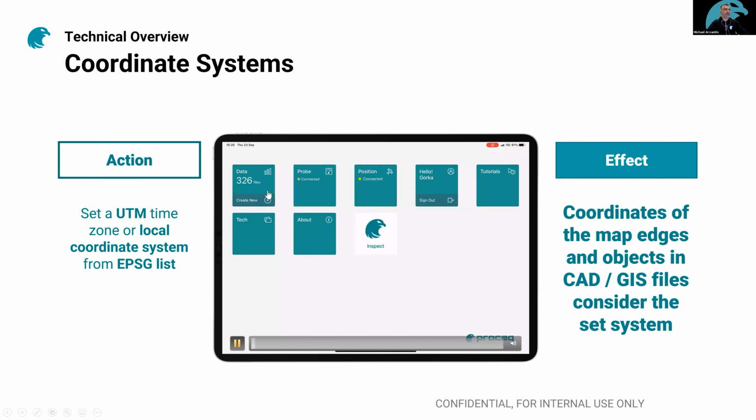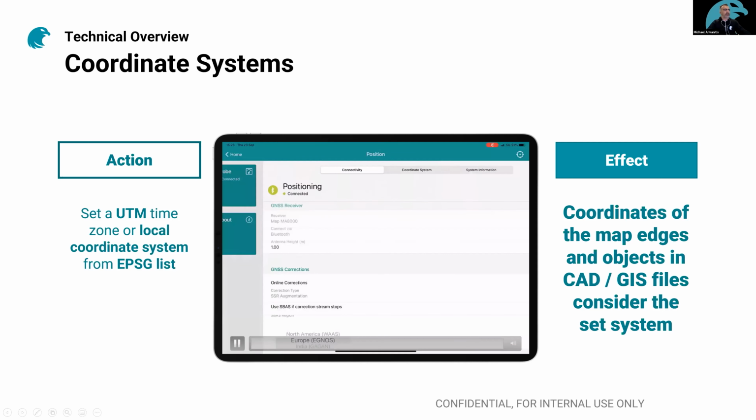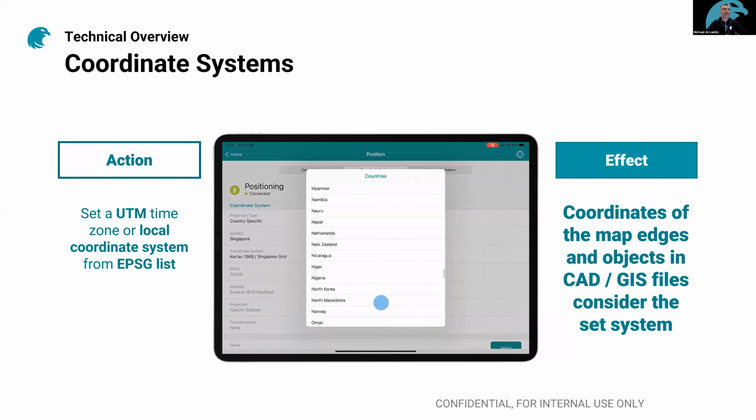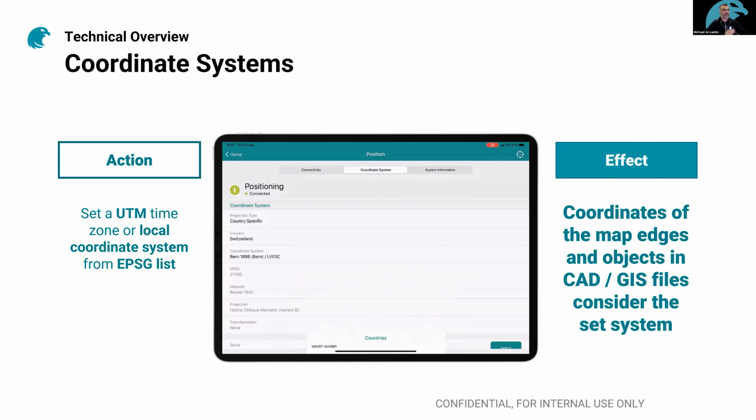So on the main screen of your application, just before you start collecting data, you can go to the positioning, you can go to the coordinate system, and you can actually select what you would like to work with. So you go over here that says UTM, okay? And you can select the country specific, really nice, okay? So if you work in a specific country, you can select that area. And based on the country, you can select which specific system you would like to work from this country.